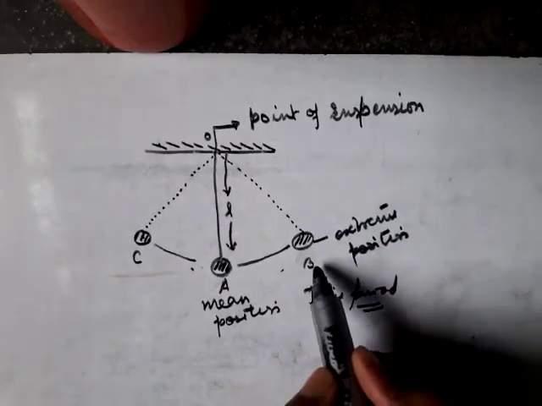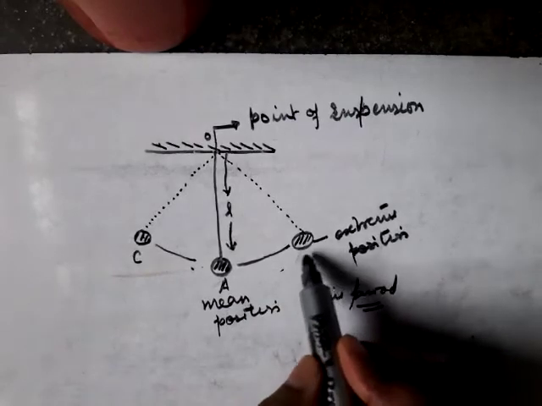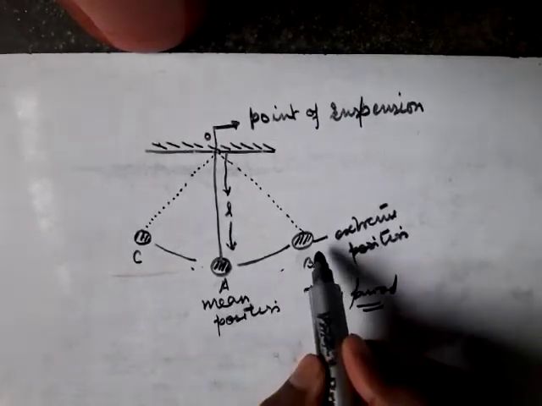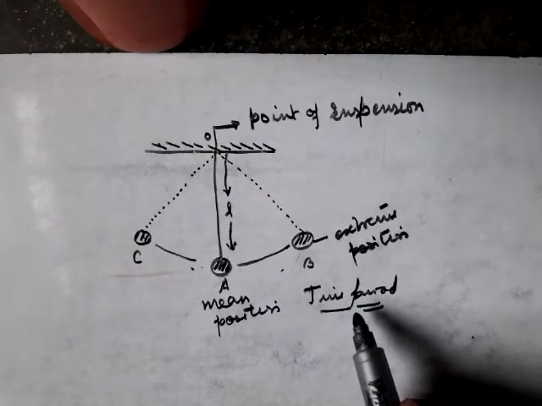If it starts from position B, then after swinging it will again come back to position B, and whatever time it takes is called the time period. So this is the time period.